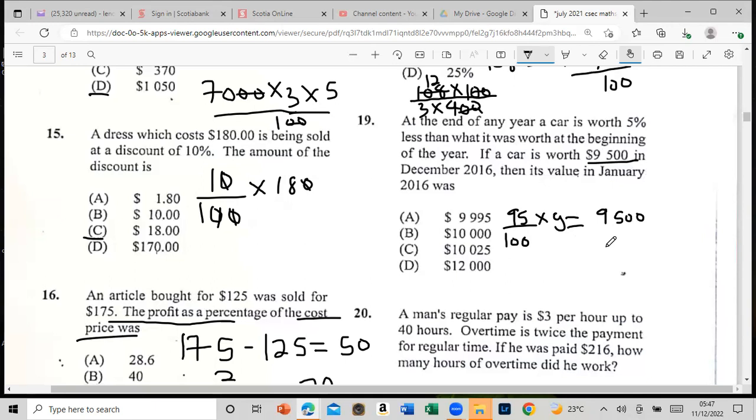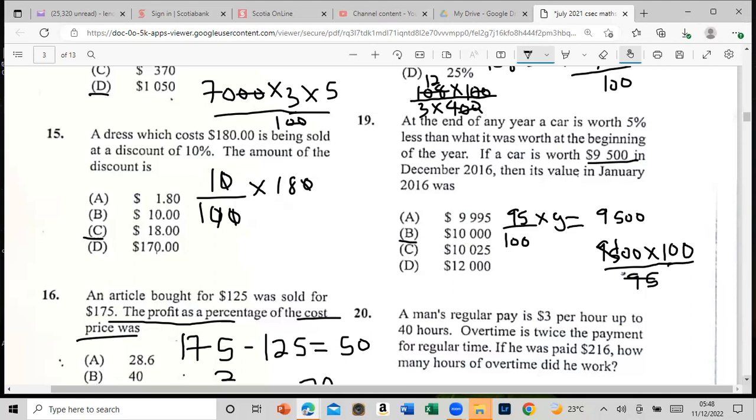Alright, so we just transpose. So that's 95 n over 100 equals 9,500. Transpose again: this is times 100. This is the inverse, and you'll divide by 95. So we divide by 95, 95 over 95 is 1, that gives 100. 100 times 100 is equal to 10,000.